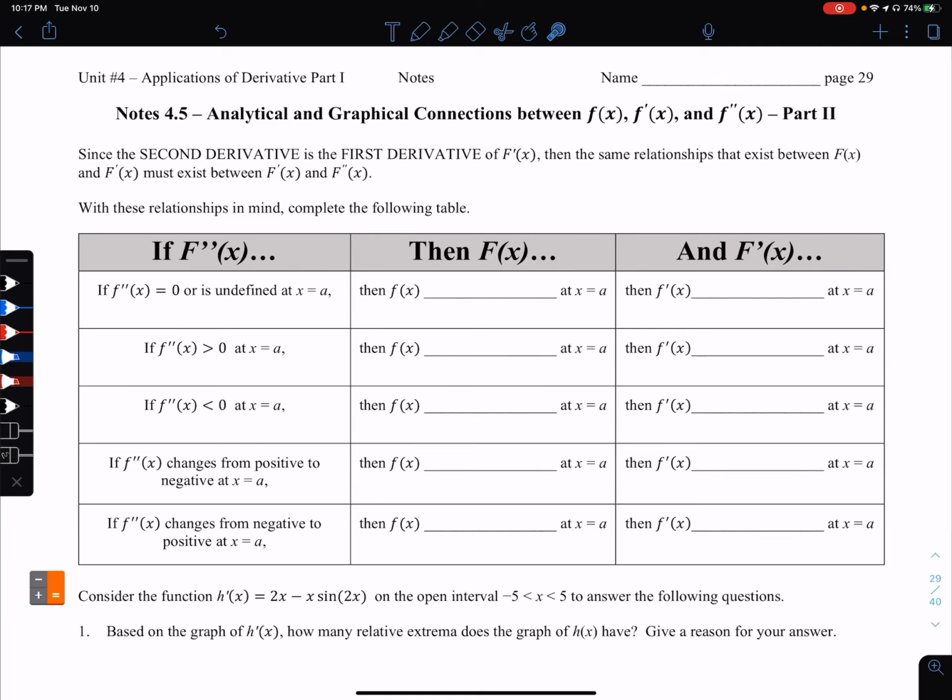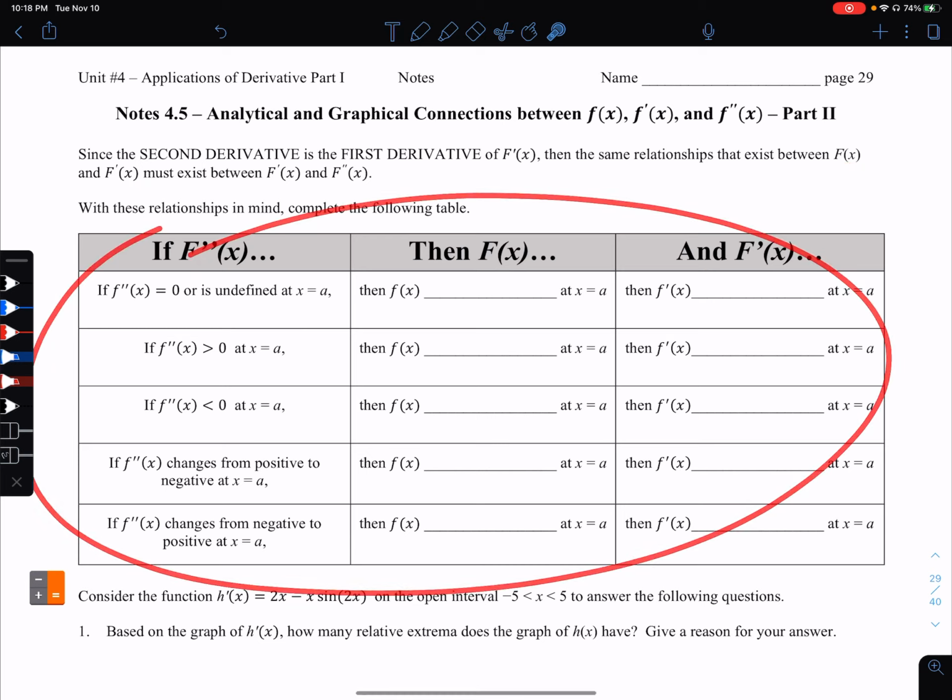AP Calculus AB, we're looking at analytical and graphical connections between a function, its first derivative, and its second derivative. Logically speaking, the second derivative is the first derivative of f prime. So the same relationship that exists between f and f prime must exist between f and f double prime. Let's see if we can figure out this table.